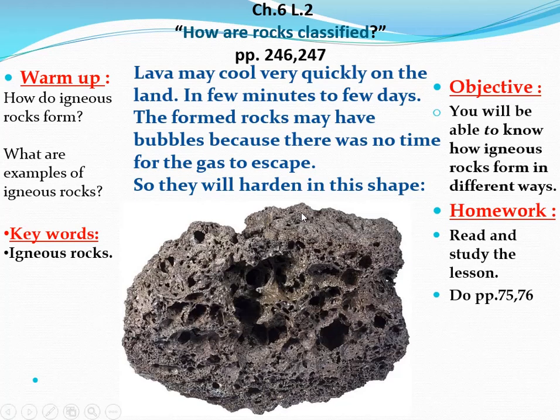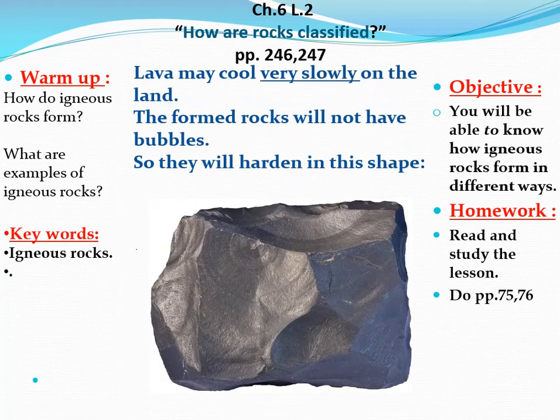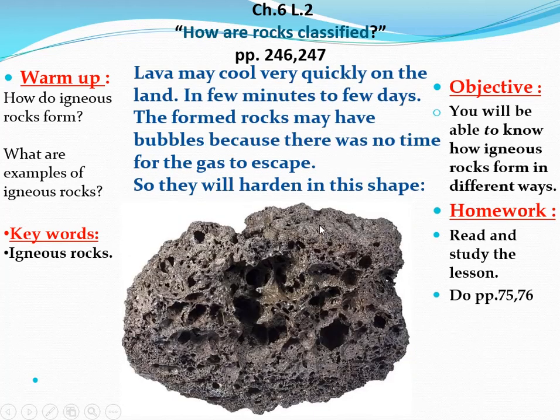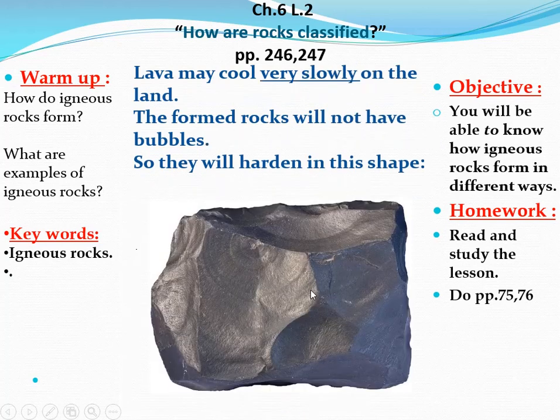Great. So now let's understand what if it cools very slow. Again, we finished what happens if the lava cools down very quickly. Here the opposite will happen. If the lava cools down very slowly, the gas bubbles will get time to go out. So the formed rocks will not have any bubbles, so it will harden in this shape. It's the opposite of this one, cooling down very fast or cooling down very slow.